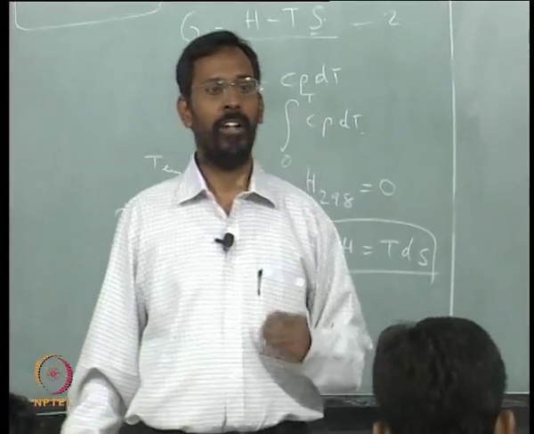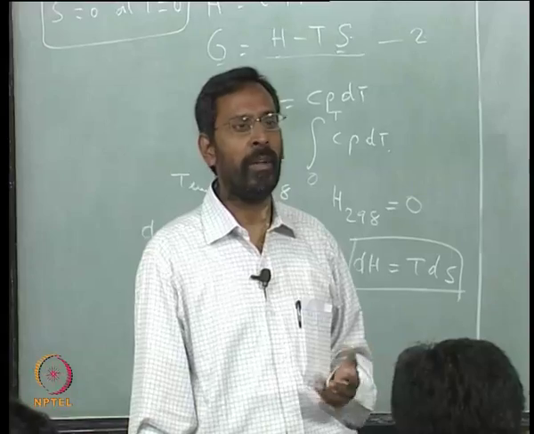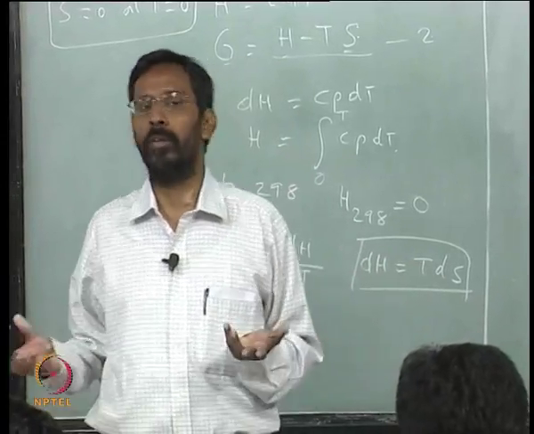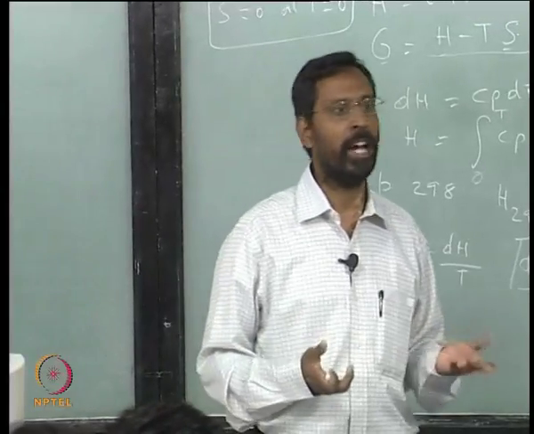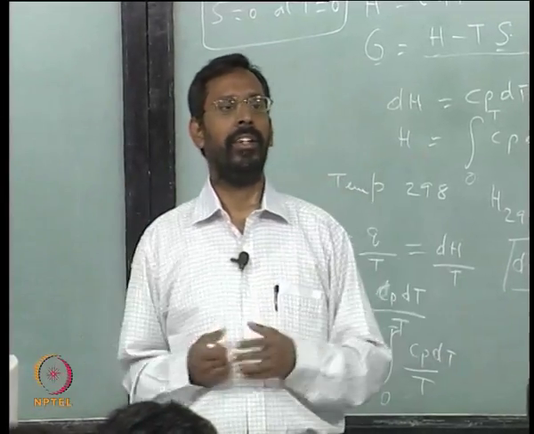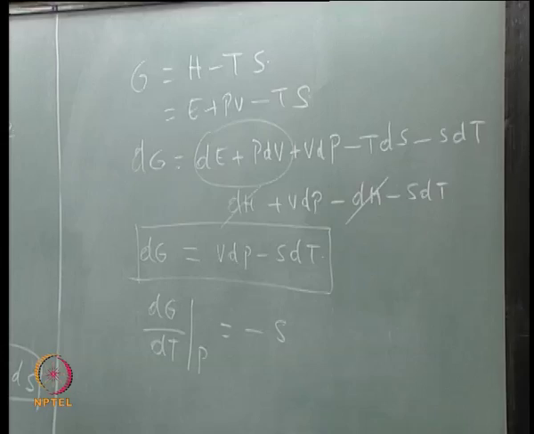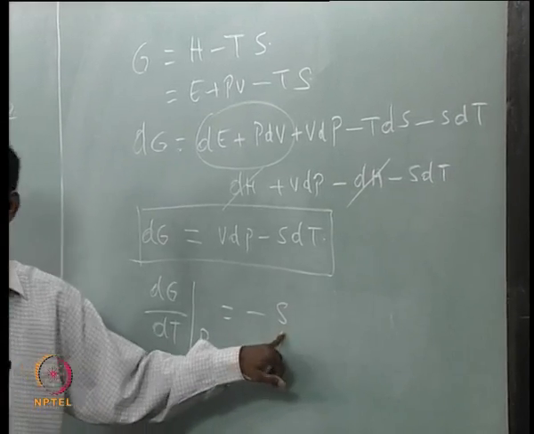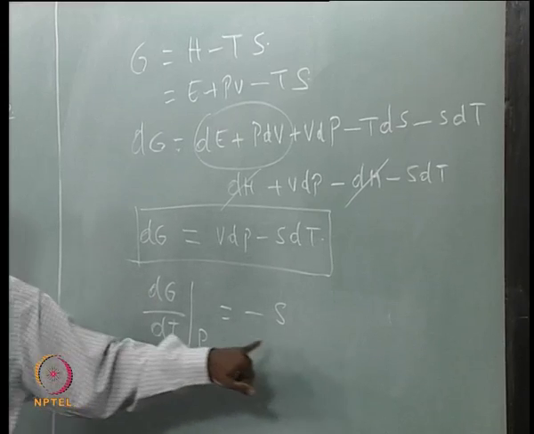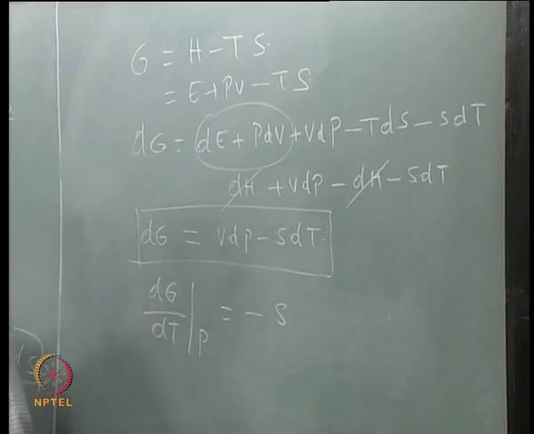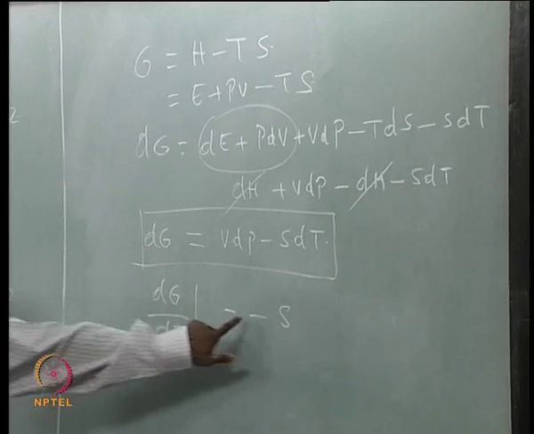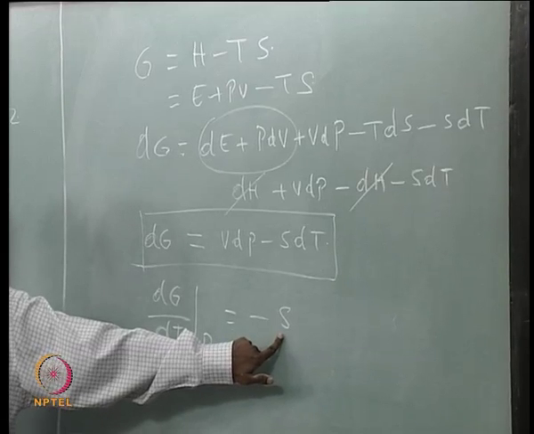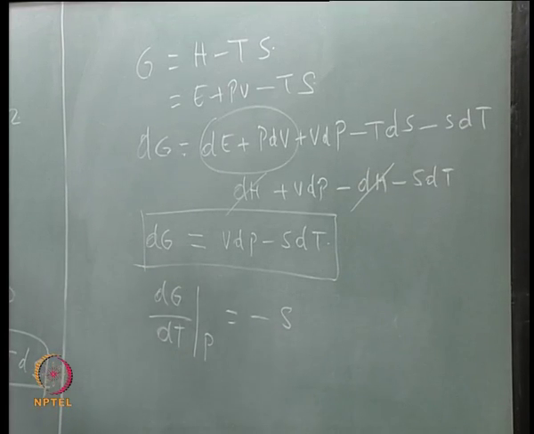The degree of randomness can never be negative. It can be minimum, it can be 0. The lowest value of S can be only 0, and then it will be more than 0 at all other temperatures. As a result, because S is positive, dG by dT has to be negative, because there is a negative sign before the S, and if the S would have been negative, then the dG by dT would have become positive.